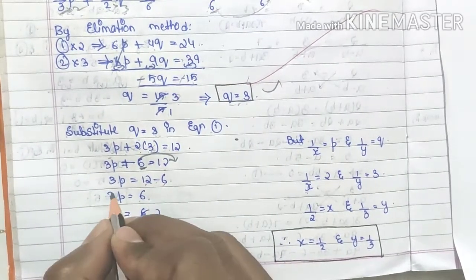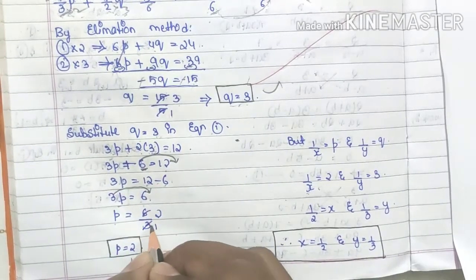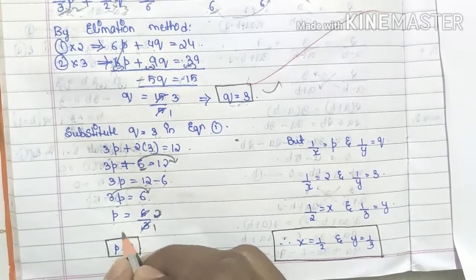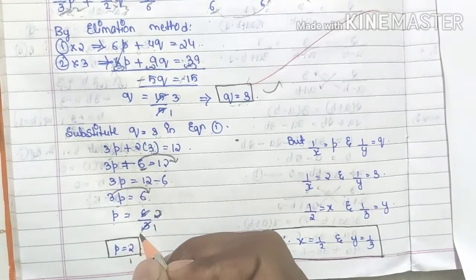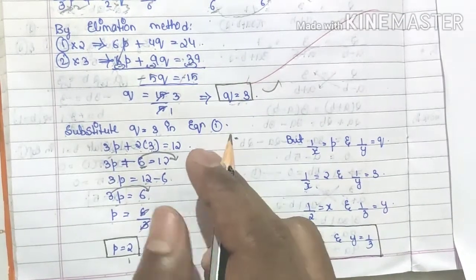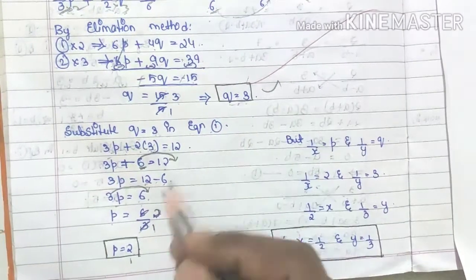So p is equal to, 3 is multiplying, if you transpose, it will divide this 6. 6 by 3. 3 one time is 3, 3 two times is 6. 2 by 1 is 2 only. So the p value is 2. Our intention is to find out the x and y values, but not p and q. But to know x and y, we have to find out p and q.